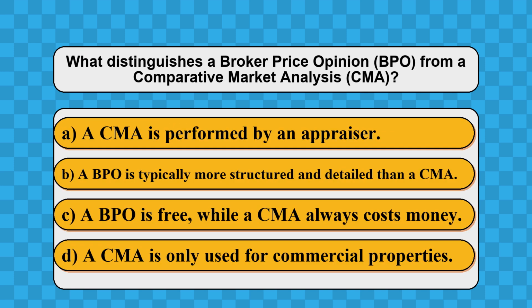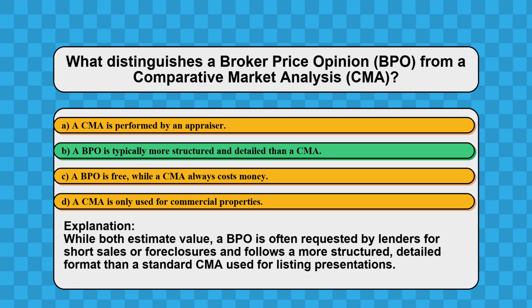Question 13. What distinguishes a broker price opinion, BPO, from a comparative market analysis, CMA? Option A. A CMA is performed by an appraiser. Option B. A BPO is typically more structured and detailed than a CMA. Option C. A BPO is free, while a CMA always costs money. Option D. A CMA is only used for commercial properties. The correct answer is option B. A BPO is typically more structured and detailed than a CMA. While both estimate value, a BPO is often requested by lenders for short sales or foreclosures and follows a more structured, detailed format than a standard CMA used for listing presentations.